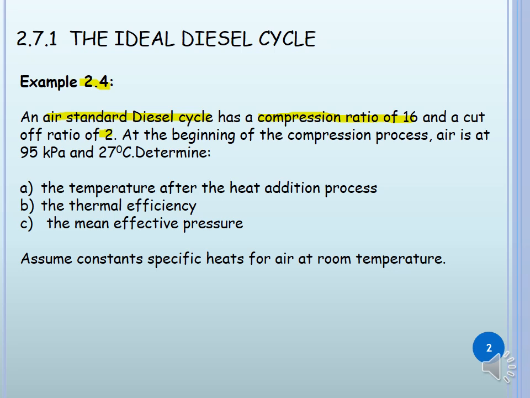In this example, they need us to determine the temperature after the heat addition process. The heat addition process occurs from 2 to 3, so after the heat addition process is 3. So the temperature at 3. B is the thermal efficiency, and the last one is the mean effective pressure. In these questions, they ask you to assume the constant specific heats for air at room temperature.